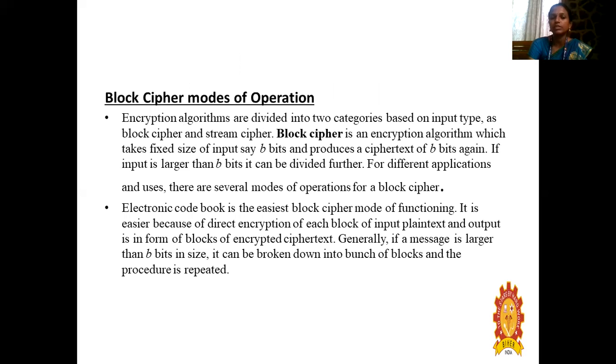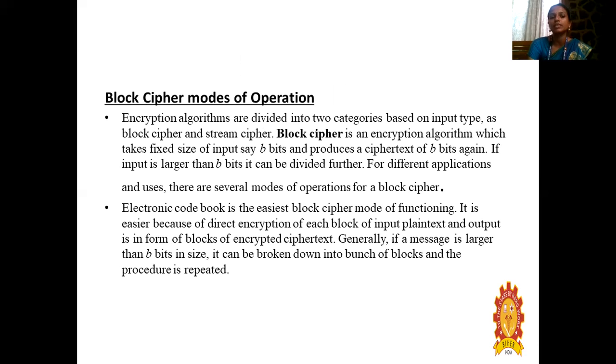In this, as we studied already, it comes under block cipher. So let's discuss again what a block cipher is. Encryption algorithms are divided into two categories based on the input type: block cipher and stream cipher. A block cipher is an encryption algorithm which takes a fixed size of input, say B bits, and produces a ciphertext of B bits again. If the input is larger than B bits, it can be divided further.